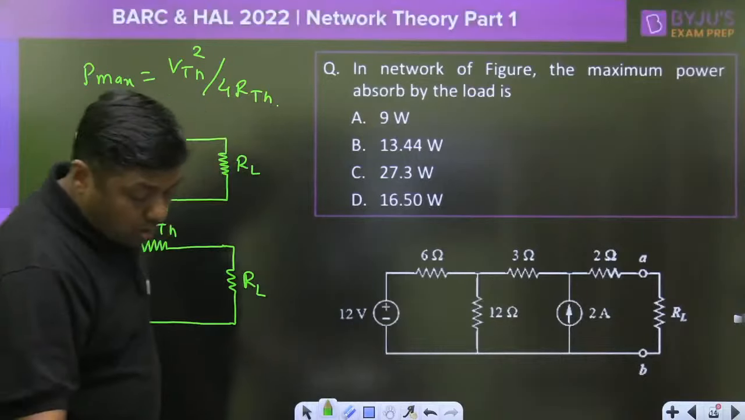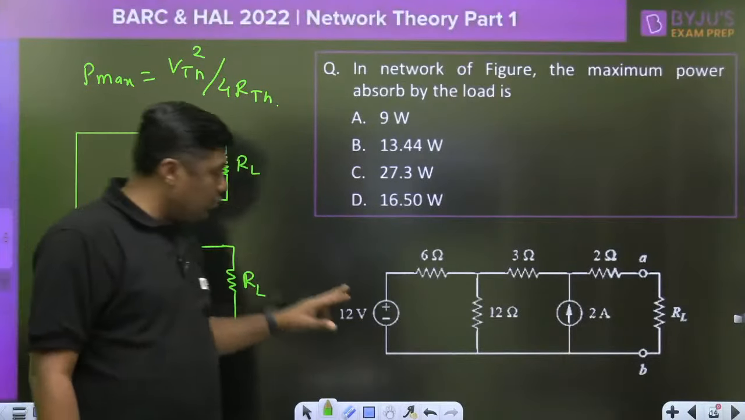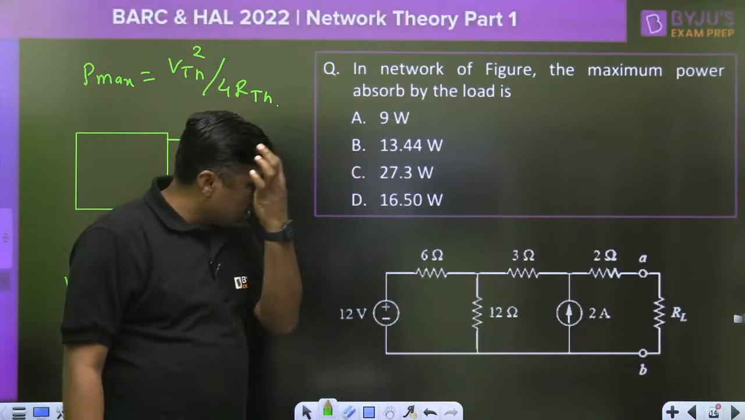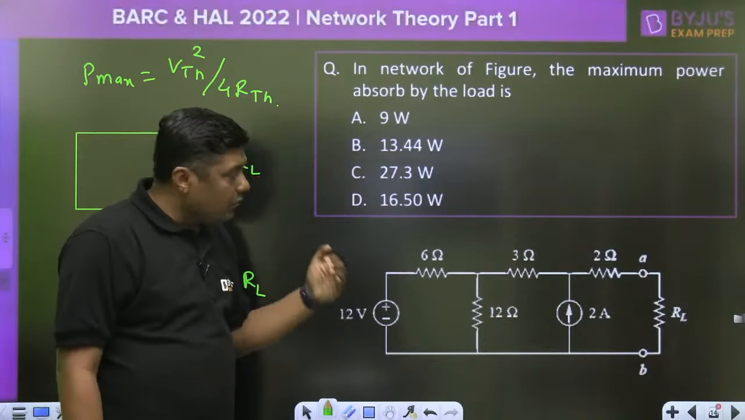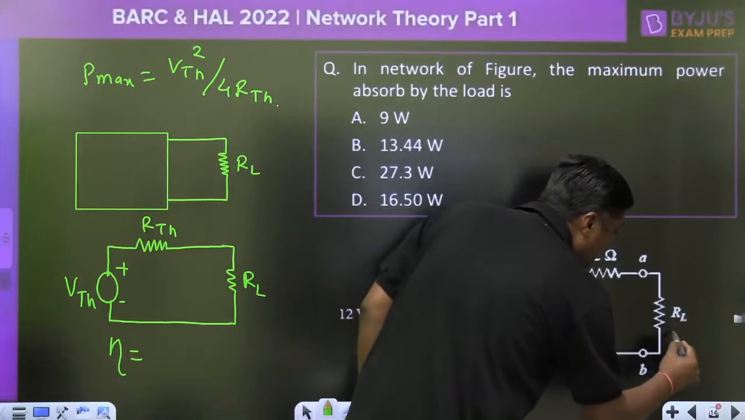Also solve this one, take your time. Now look, here we are having the 12 volt, 6, 12, 3, 2 ampere, 2 ampere and RL. First of all, we have to find VOC and ISC. So remove this RL.